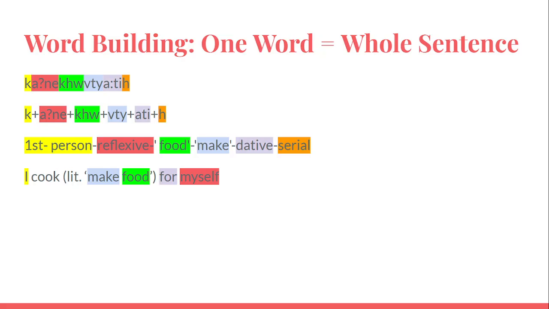So in this example, we have kanequotiati, which means I cook. Literally, I make food for myself. So this would be I, and this would be myself, essentially. And this is cook, making food, and this is to you. And the serial here at the end just lets the Tuscarora speaker or listener know that this is something that you do on a regular basis. It's an ongoing action. And all of that means I cook.